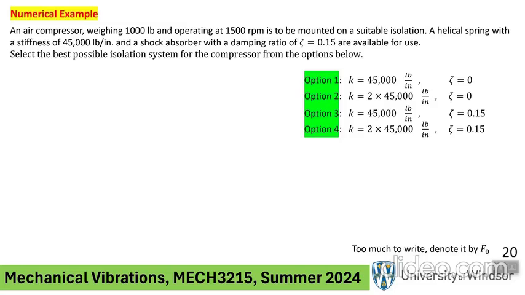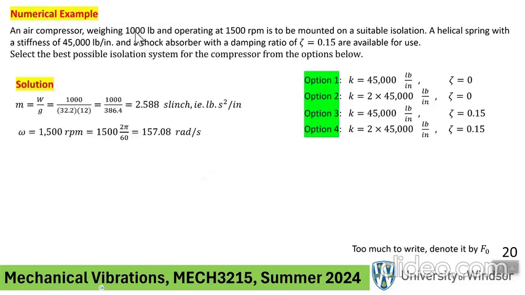For example, we can use a single spring with no damper, or 2 springs with no damper, or 1 spring and a damper, and 2 of those springs and a damper. And we want to know which one leads to the smallest force that's going to be transmitted through the foundation.